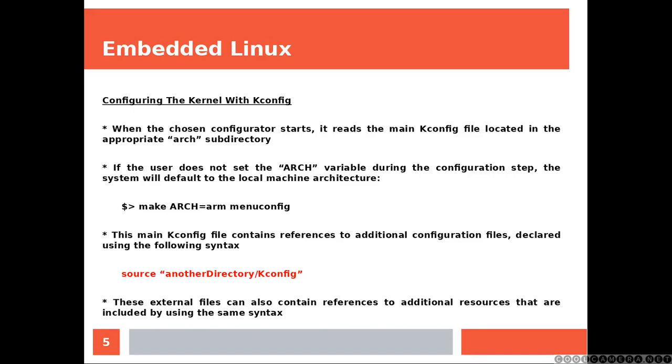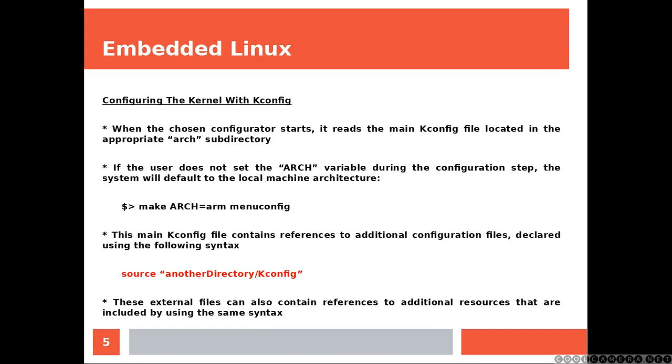When the chosen configurator starts, it reads the main Kconfig file located in the appropriate architecture subdirectory. If the user does not set the architecture variable during the configuration step, the system will default to the local machine architecture. And this is how you should be calling make menuconfig or make xconfig or whatever. This is how you're going to be running the configuration step. You need to specify the architecture, right?